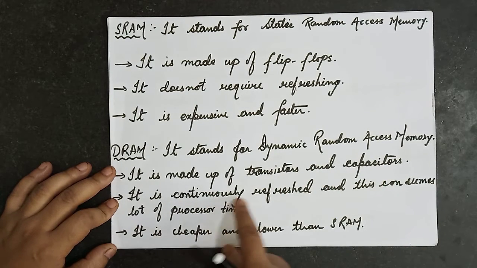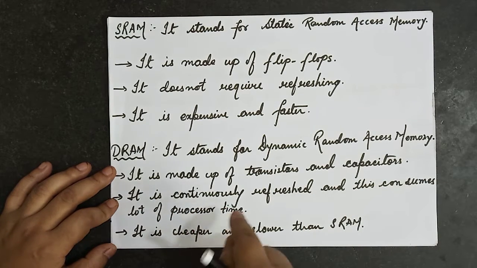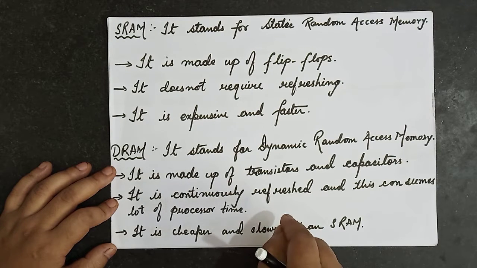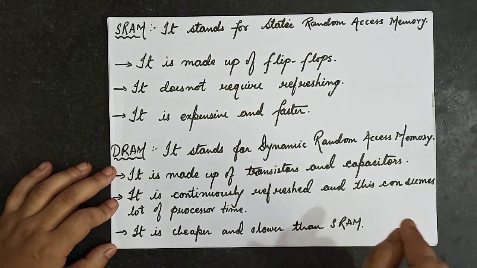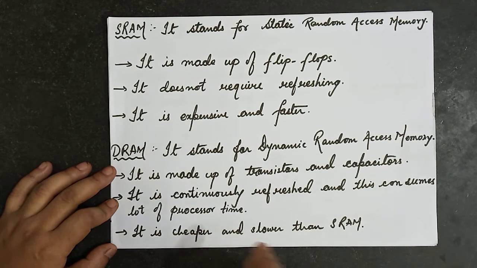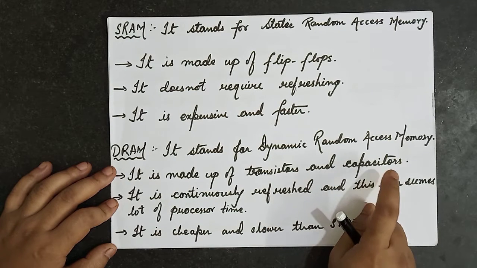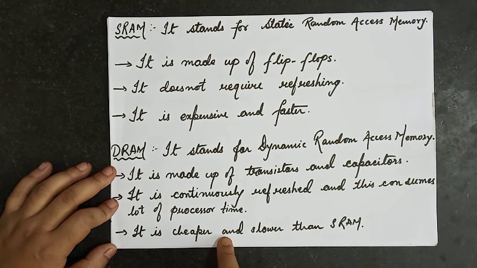It is continuously refreshed, and this consumes a lot of processor time. Why is refreshing required? It requires refreshing because a capacitor tends to lose charge over a period of time, which needs to be refreshed again and again. It is cheaper and slower than SRAM.